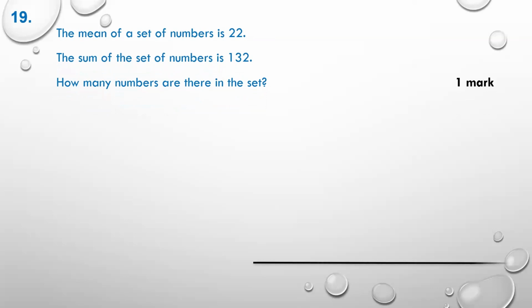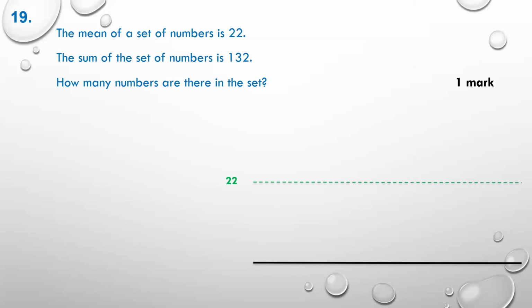So let's imagine this is our base. And we know the mean. The mean tells us our average, which means that if we had to count numbers, they would all basically end up at this level of 22. Some will be higher, some will be lower, but they will balance out at 22.